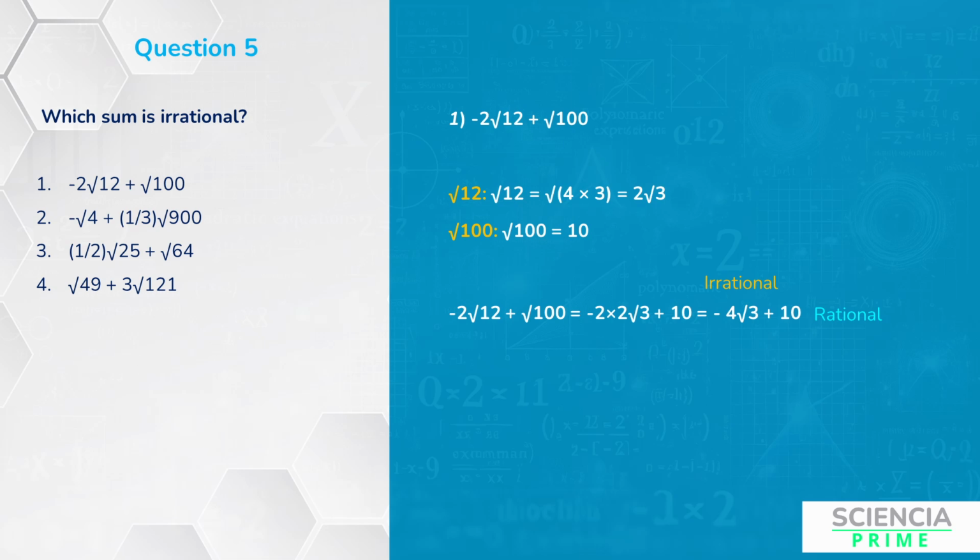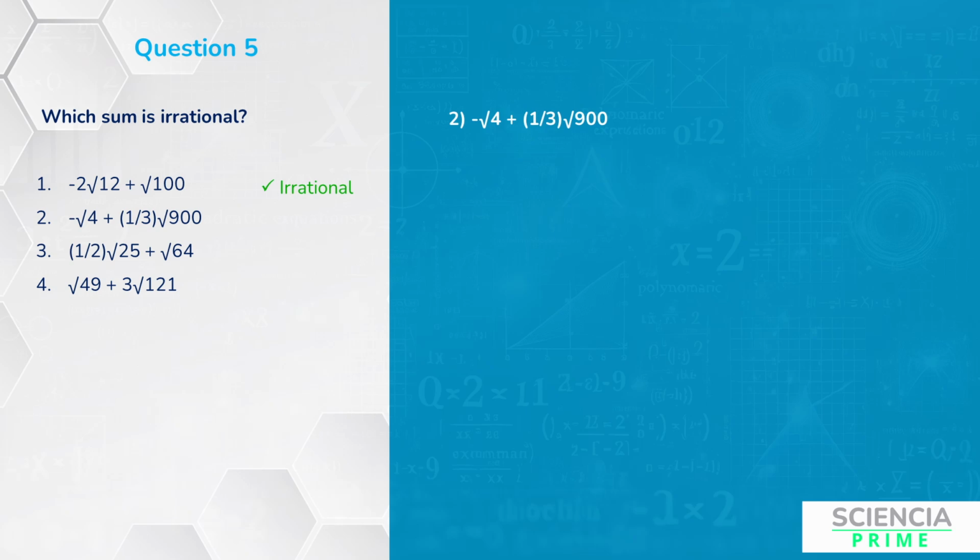Since -4 times the square root of 3 is an irrational number, and 10 is a rational number, the sum -4 times the square root of 3 plus 10 is irrational. Means, -2 times the square root of 12 plus the square root of 100 is irrational.